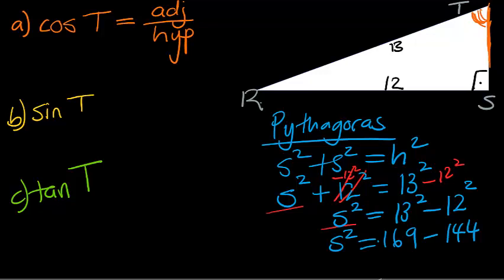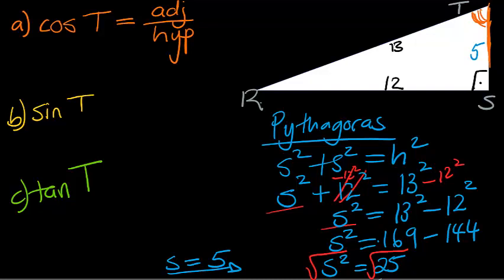So side squared is equal to 169, which is 13 squared, minus 144. And that gives us 25. Side squared is equal to 25. In order to get side alone, I'm going to say square root on both sides. So S is equal to 5. In other words, TS is actually 5 units. Now I can answer my question because I now know that adjacent is equal to 5. So it's 5 over 13, which is my answer there.